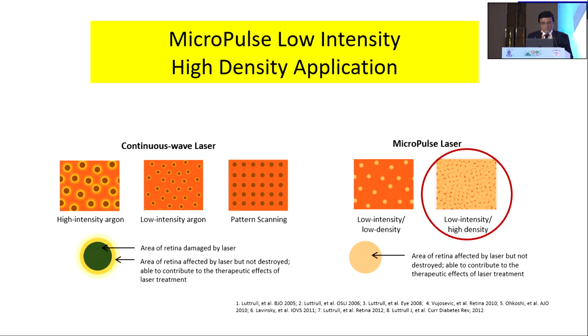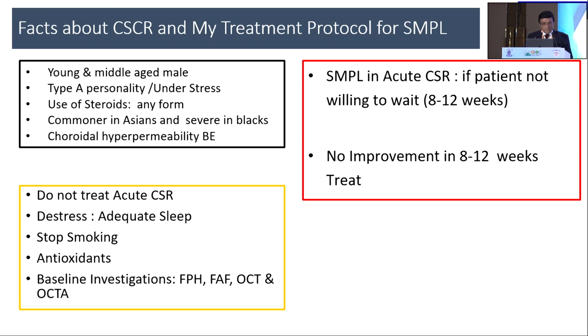The modality of using a micropulse laser has now been shown to be low intensity, high density application, which means when you give the pulses, there is no interpulse or interspot distance. So they do not overlap, but there is no distance between the two. So this is a low intensity, high density distribution.